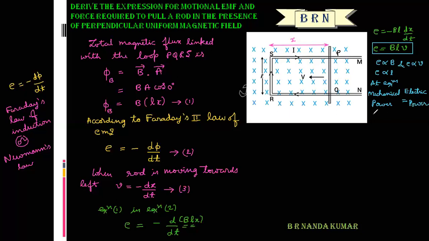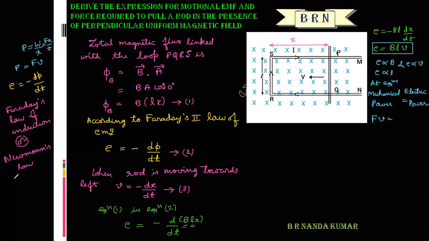So mechanical power: what is the meaning of power? Power is the rate of doing work, W by T. Work done is force into displacement, is it not? So displacement divided by time, the rate of change of displacement, is velocity. So P is equal to F into V. This is the mathematical expression for mechanical power.